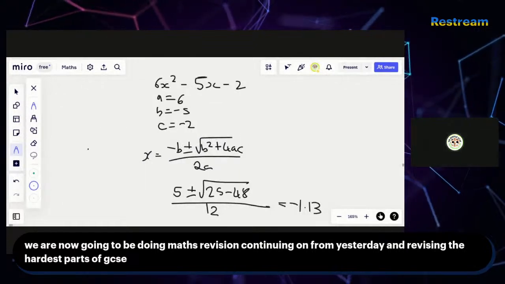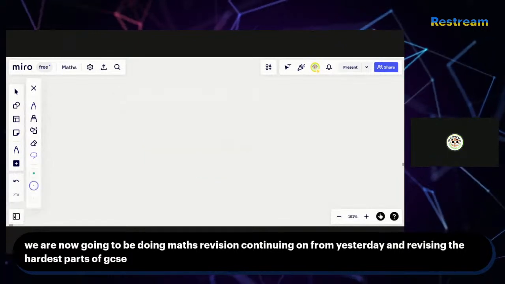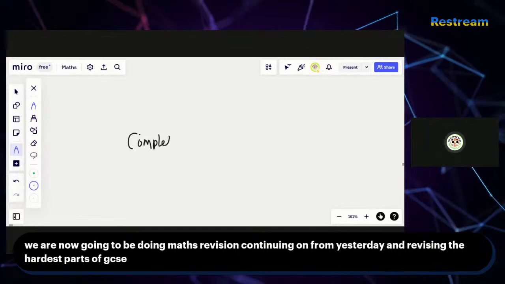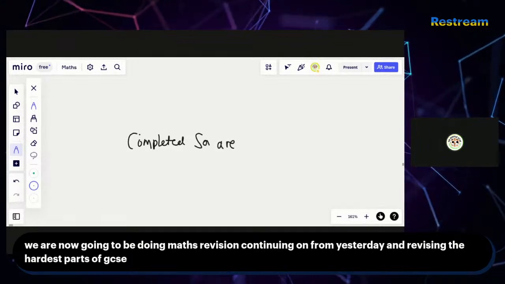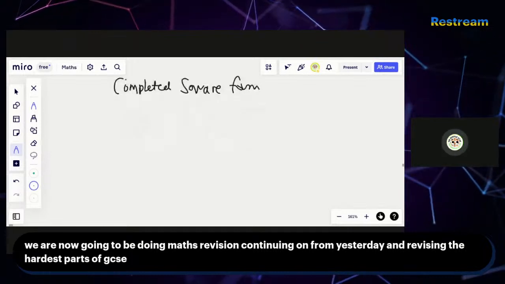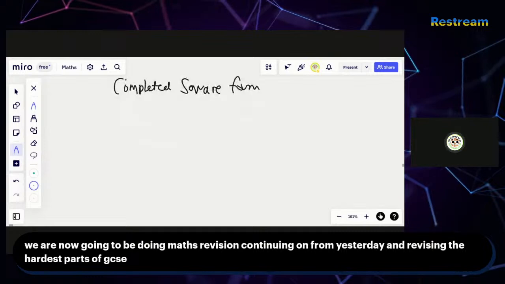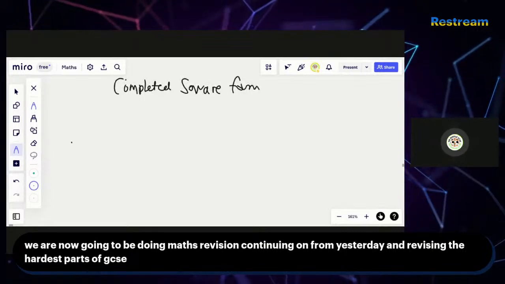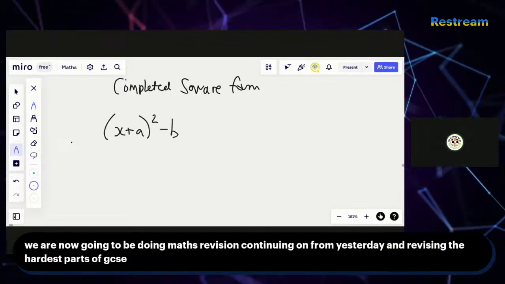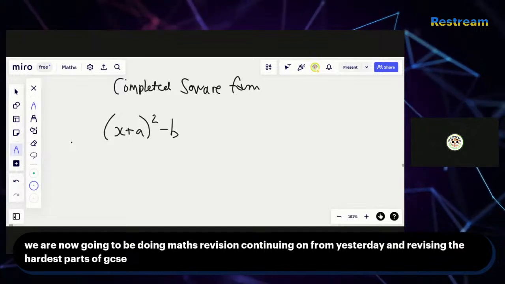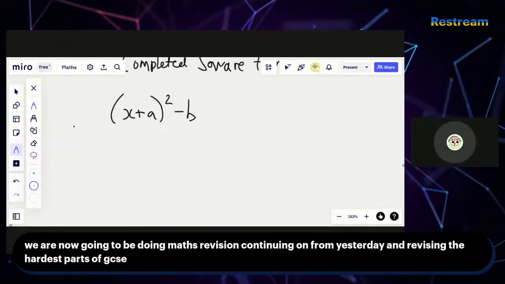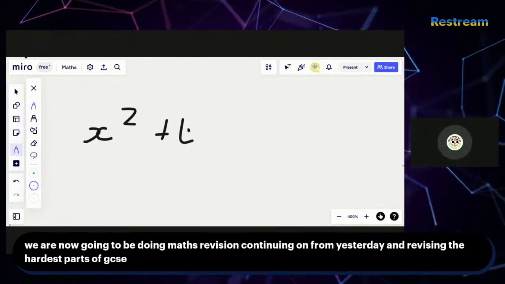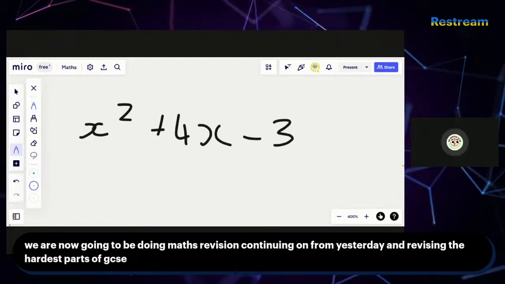Now we want completed square, and writing stuff in completed square form. This is another aspect of maths that people tend to find a bit scary. So, completed square form. This is just when you write something like this: x plus a squared minus b. So let's do a practice question of how to do it. So express x squared plus 4x minus 3 in completed square form.